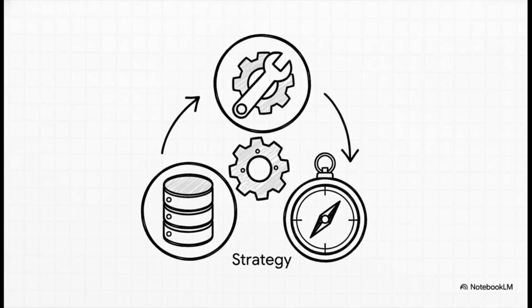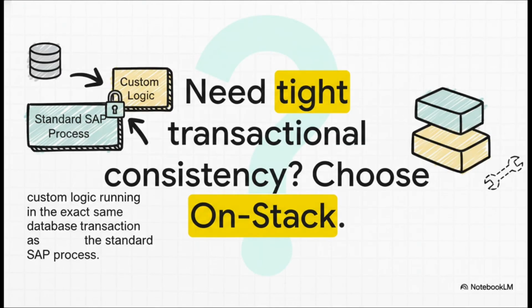And this is probably the most important thing to get. These three pillars, tools, data, and strategy, they aren't separate things. They're a package deal. They all work together. They enable each other. You need the modern tools to build those modern data models. And you need those data models to make a clean extensibility strategy even possible. It's one unified system. So how do you decide?